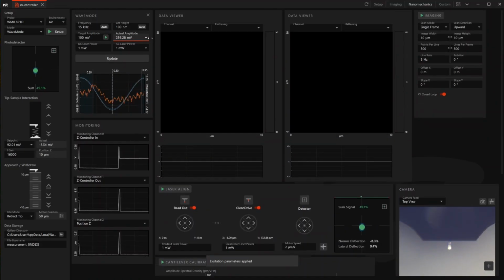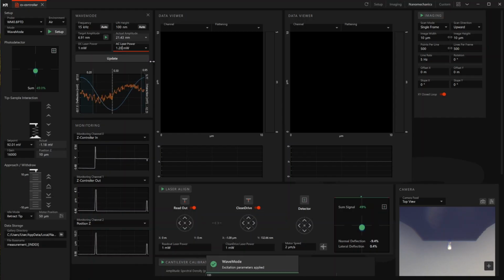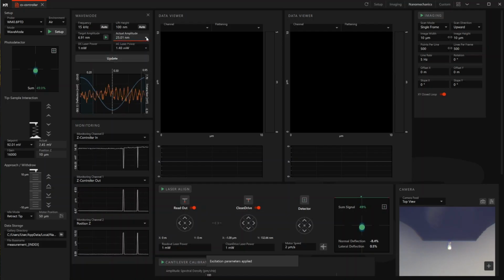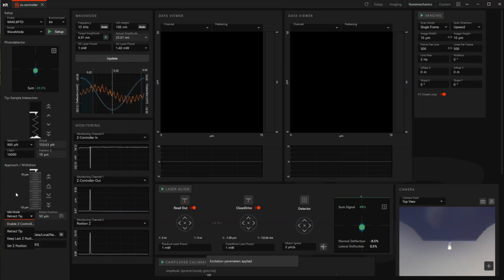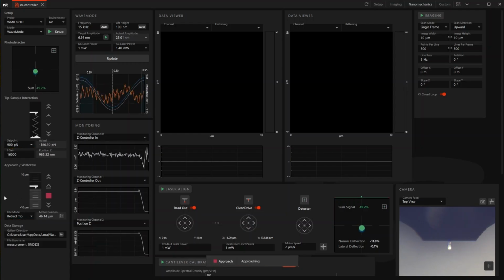I forgot to apply. Okay, then I'll put a little bit of AC amplitude to reach the 25 nanometers. Yeah, that should be enough. And now I put a set point of 900 piconewtons because from my experience, this value is good enough to get the surface topography, but it's low enough to preserve the tip.